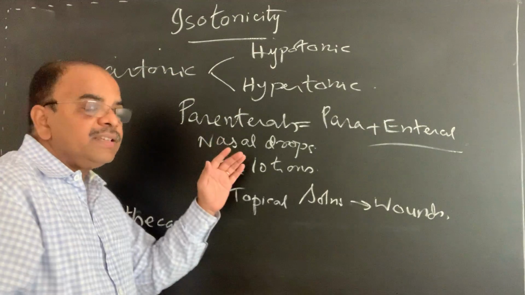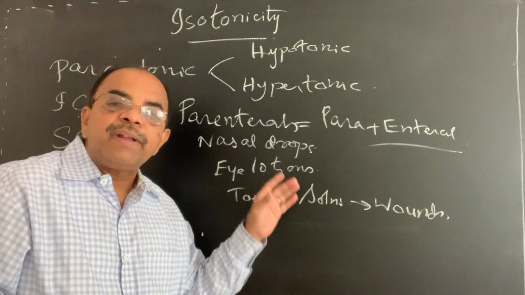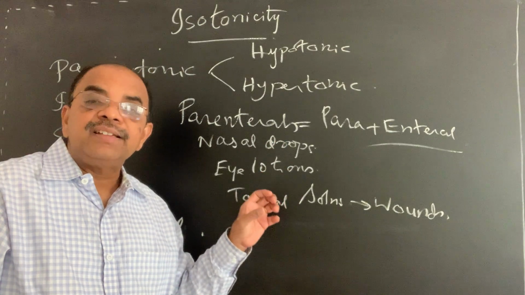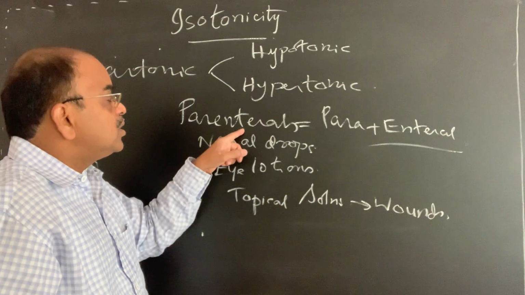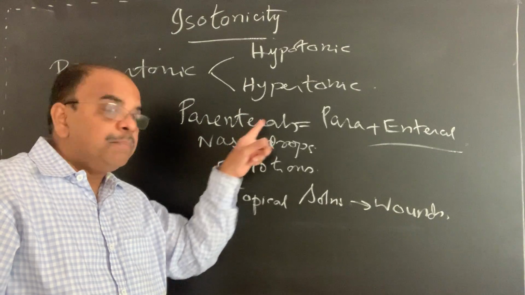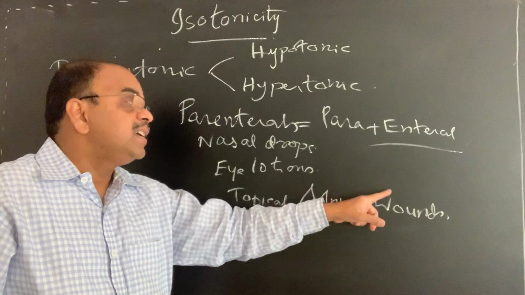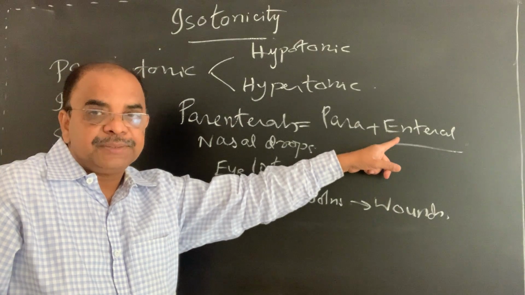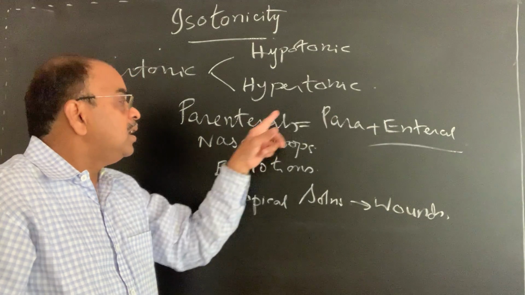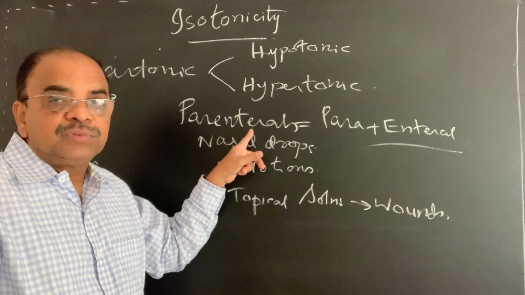Here, what are the various preparations which are to be adjusted for isotonicity? That is parenteral, injection, para plus enteral, other than entering into the enteric tract, GIT tract. Simply injection. Okay?